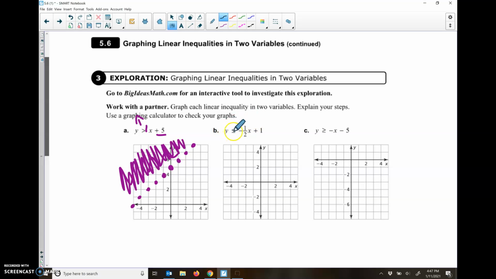So y is less than or equal to. So now I have the equal to, so I know this is going to be a solid line here. Same thing, I'm going to start with my +1, and then I'm going to go down 1 over 2 because that's my slope. Down 1 over 2.